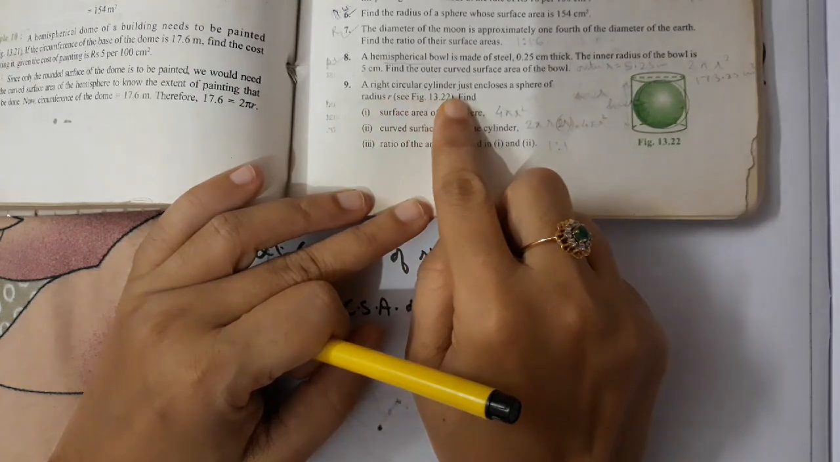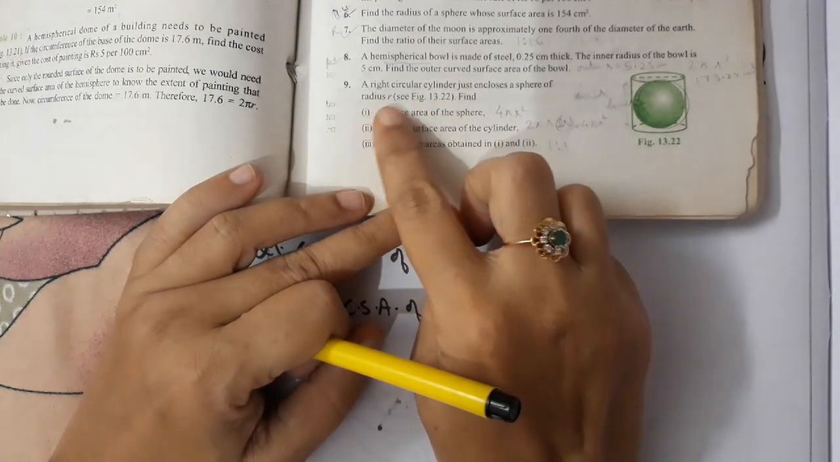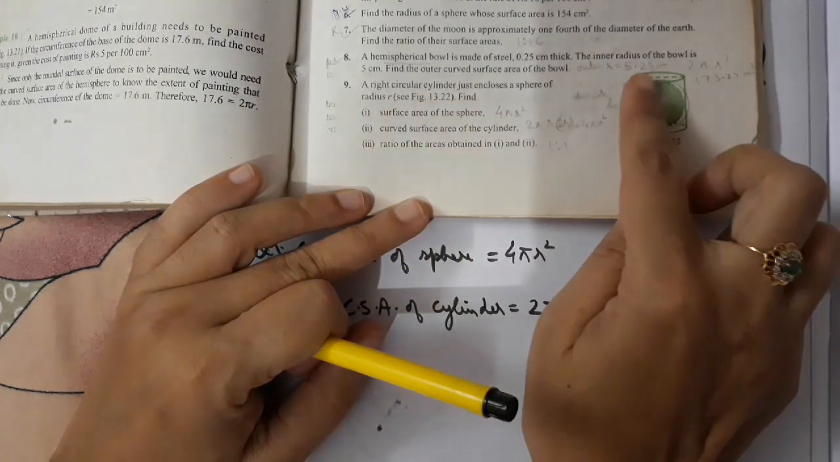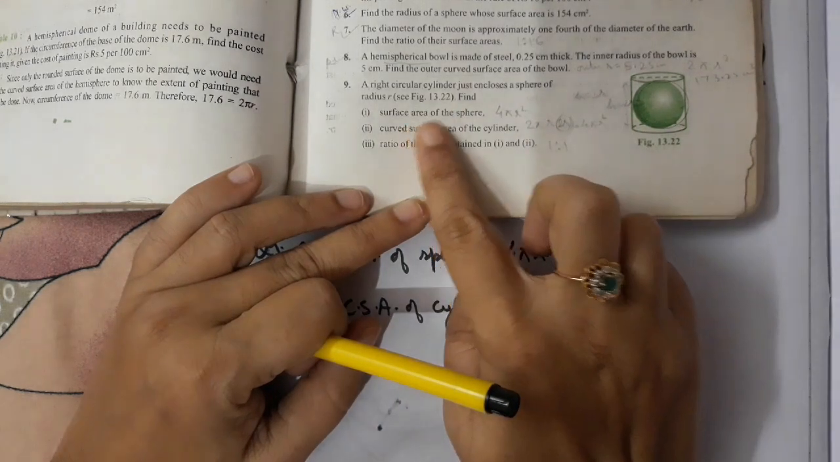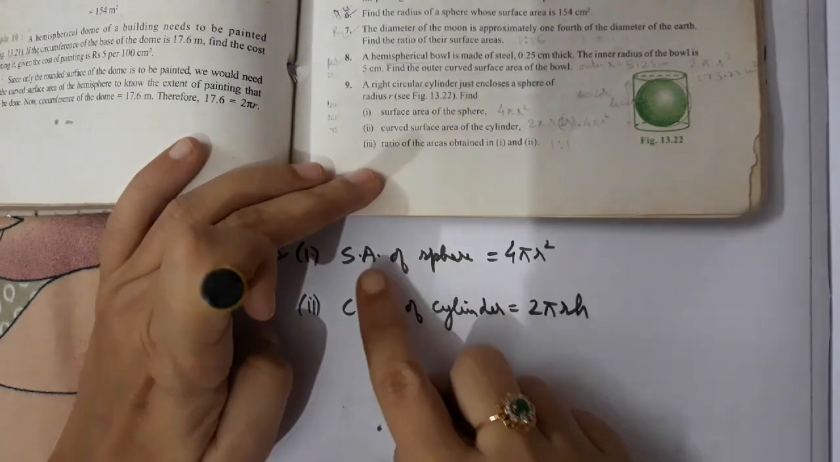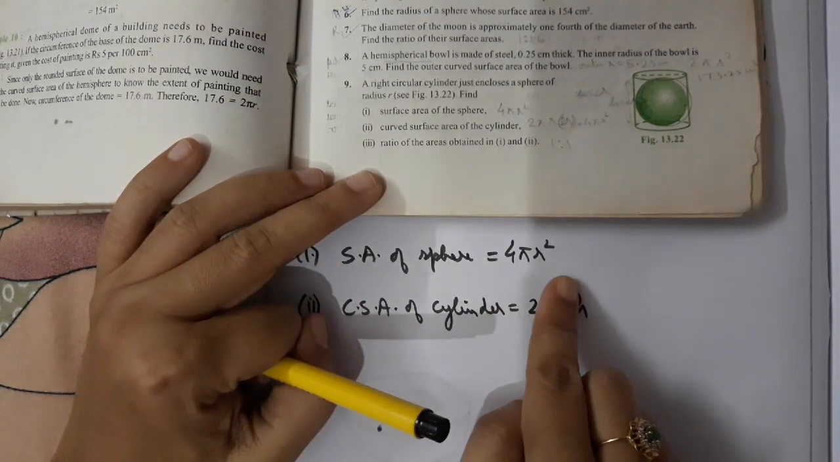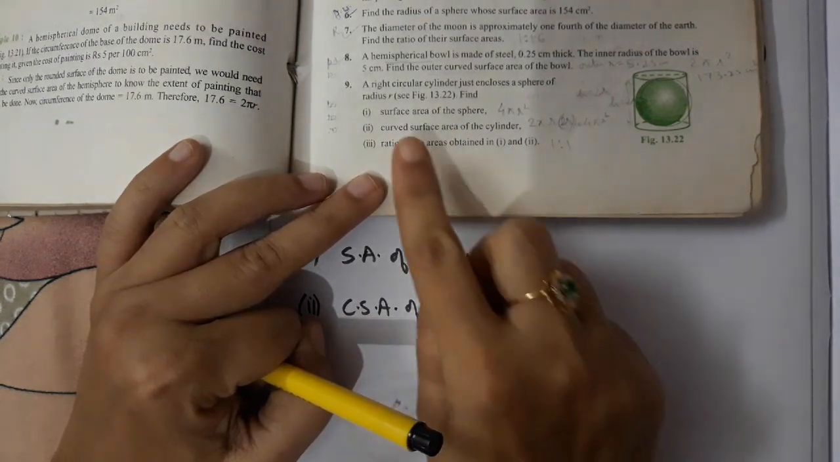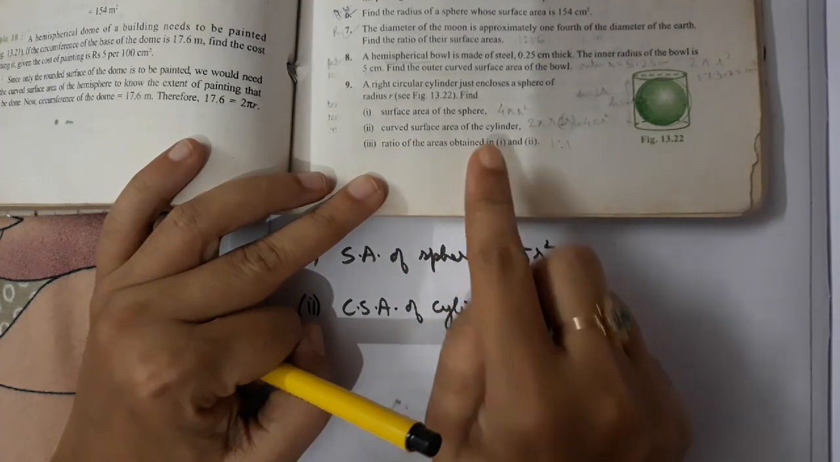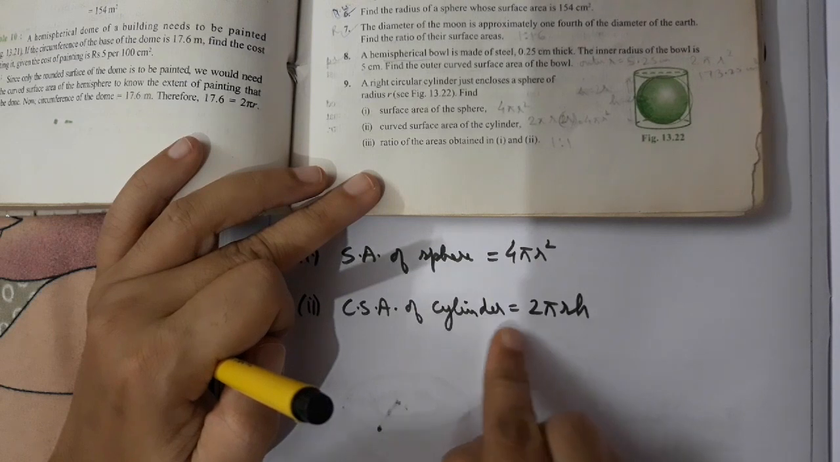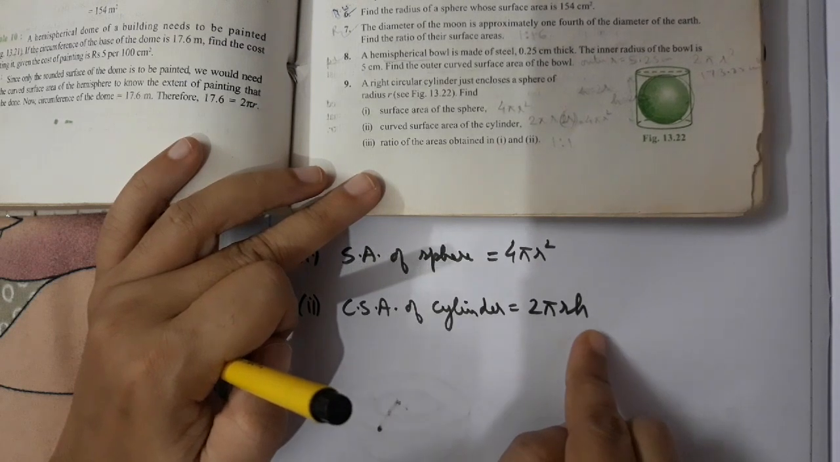Question number 9. A right circular cylinder just encloses a sphere of radius r. So you can see the figure which is given to us in the book. Find the surface area of the sphere. So we know that the surface area of a sphere is 4 pi r square. Next they are saying find the curved surface area of the cylinder. So we know that the curved surface area of a cylinder is 2 pi rh.